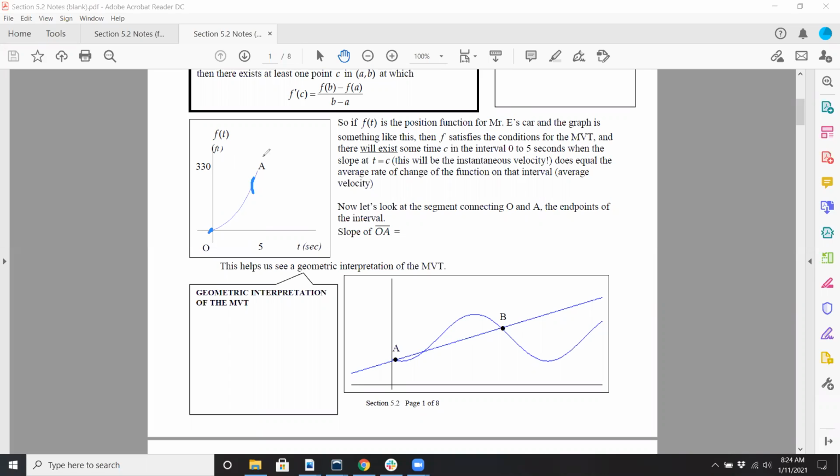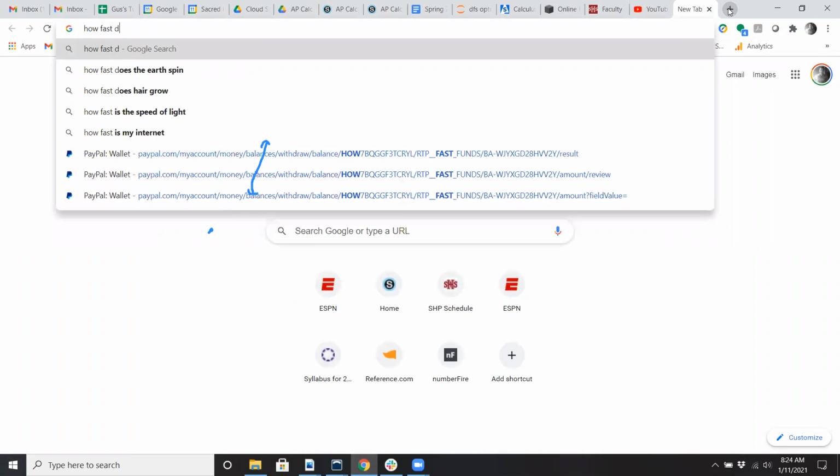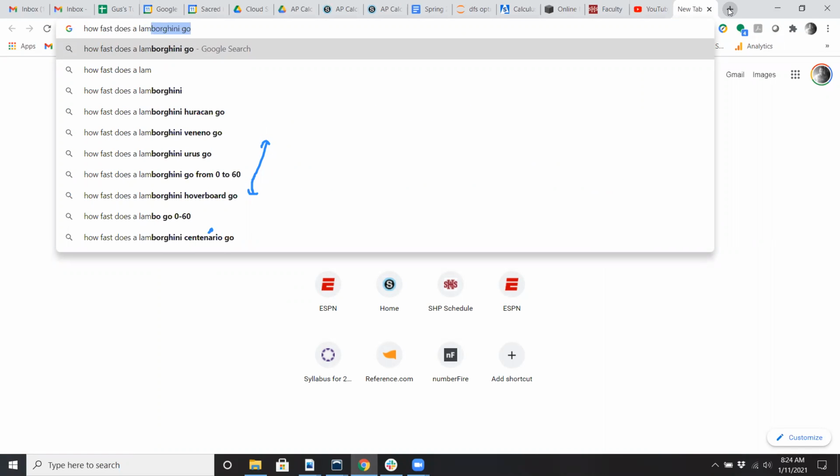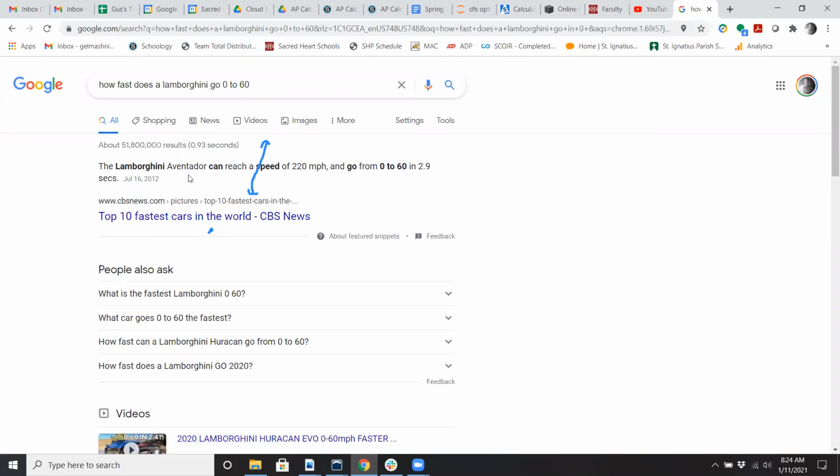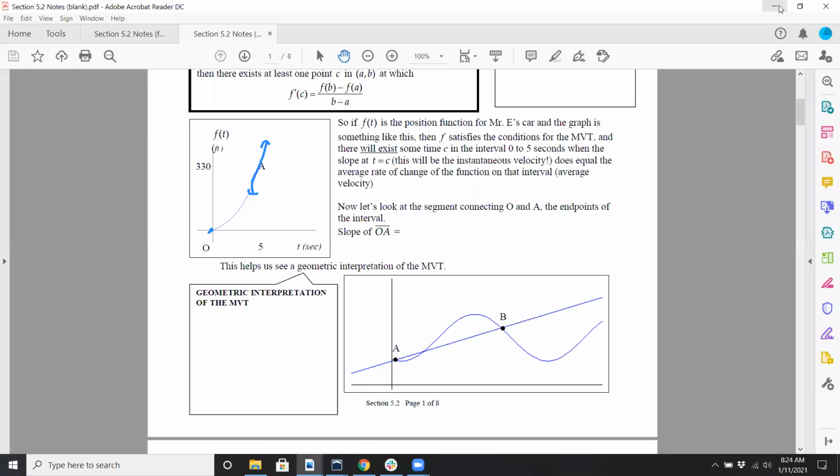Again, if you were to look up how fast a Lamborghini goes, in fact, I'll probably do that right now. How fast does a Lamborghini go in 0 to 60? So it says here it can go 0 to 60 in 2.9 seconds. So in 5 seconds, you're probably going even faster than 60 miles per hour. Those really fancy sports cars can do that very quickly, and sometimes that's why people take them to those really high-end racetracks to push their cars to the limit.